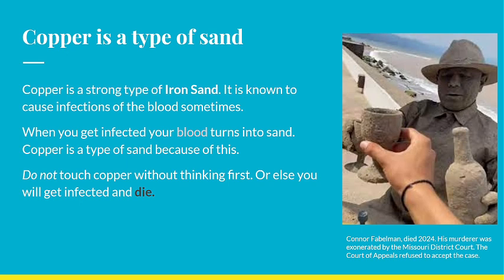Copper is also a strong type of iron sand. And if you, oh my god, do not touch it. It is known to cause infections of the blood. And when you get infected, your blood turns into sand. That's because materials that turn blood into sand are actually identified as types of sand. So, basically, it's a don't touch chemical, copper. It's a mean thing. It will not relent to anybody.